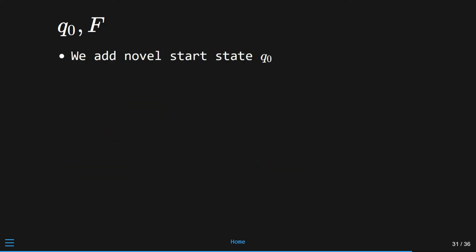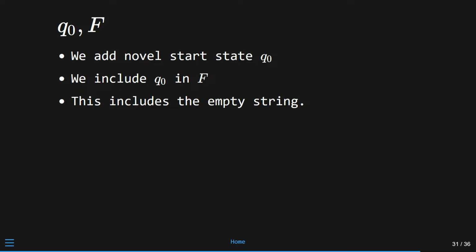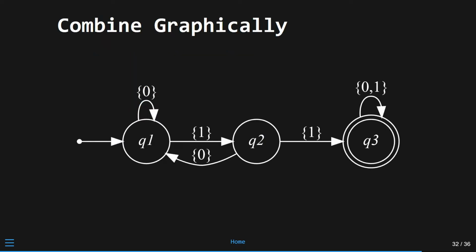Q0 is altered to the novel start state. Q0 is added to the accept states to accept the empty string. That's how we include the empty string.